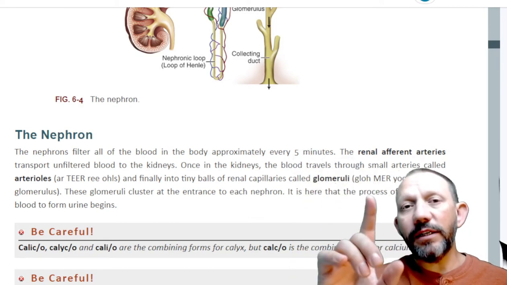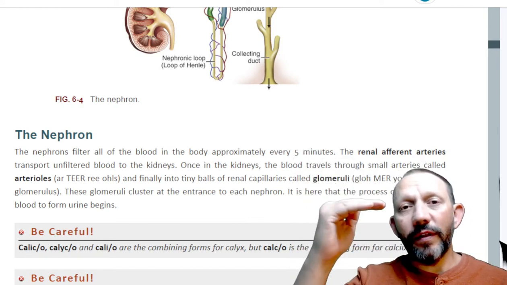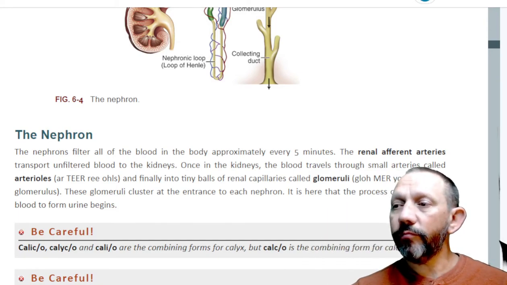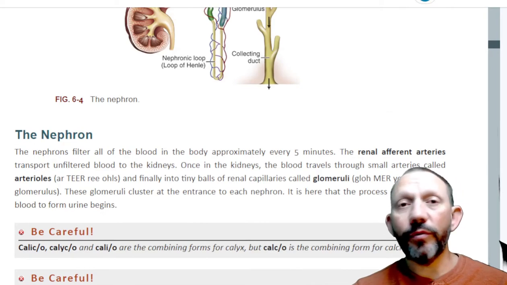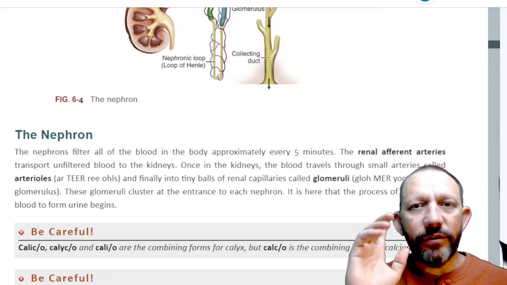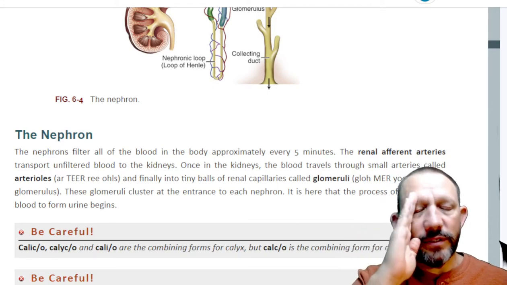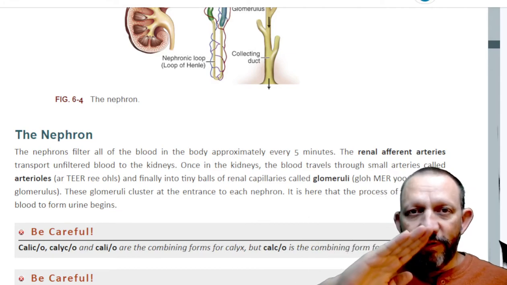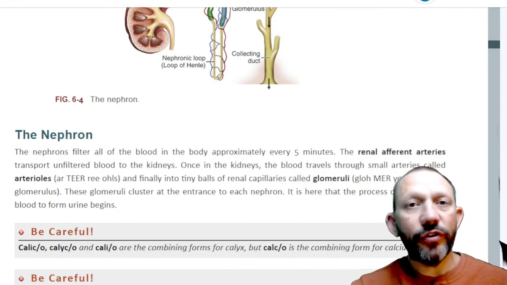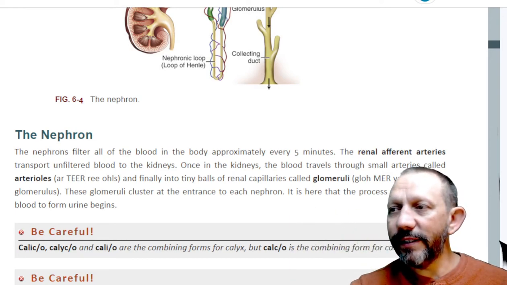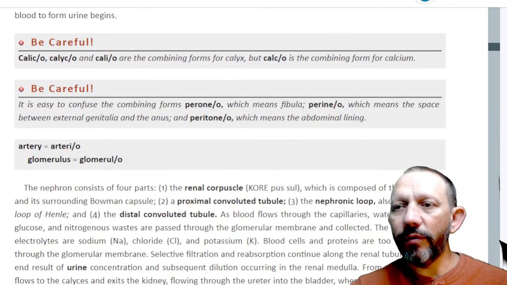Okay, so now the kidneys are lower on the right side than they are on the left. That's because the liver is in the way. I forgot to tell you that. Now, once you get into the nephron, the functional unit of the kidney, you remember that just like mitochondria is the powerhouse of the cell, nephron is the functional unit of the kidney. And inside there is called the glomerulus. It's down here about three lines down in that paragraph.